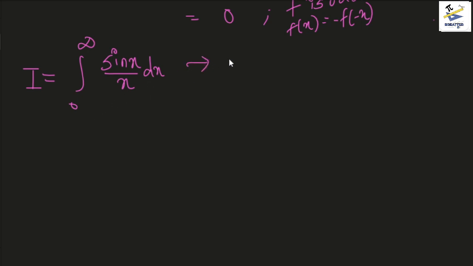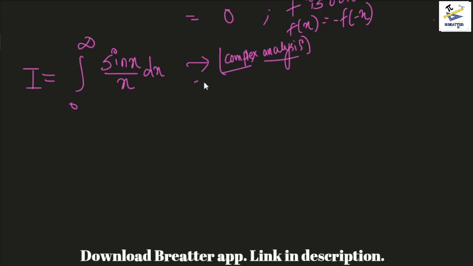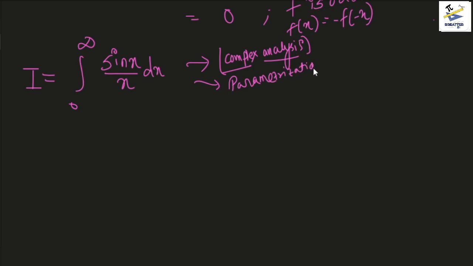One of the known methods is complex analysis, which is basically calculus in the complex plane, but we are obviously not going to do that because that is way out of scope of the syllabus of whatever we are studying here. Another method which we can use is parametrization. So this is a method which we can use to solve our current integral. How does this work? Let us see.